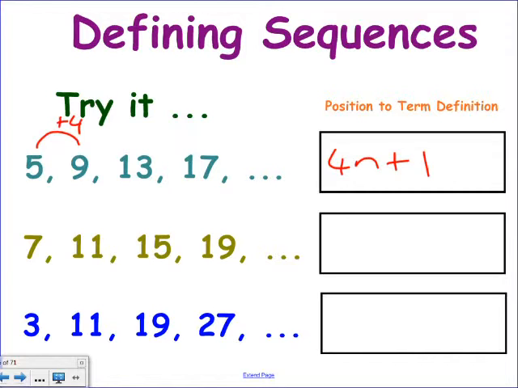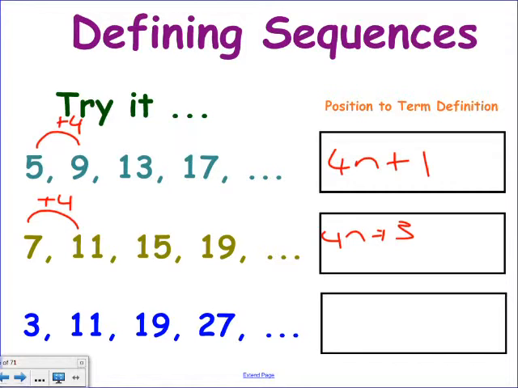So if I go to my fourth term in my sequence, 4 times 4 is 16, plus 1, 17. I want my 50th term. 4 50s are 200, plus the 1, 201. Easy peasy, isn't it? Let's look at this sequence then, 7, 11, 15. So what's my term to term? Plus 4. So I've got 4n again. What's my adjustment? Plus 3. Good. Again, if I want my fourth term, 4 4s are 16, plus the 3, 19.